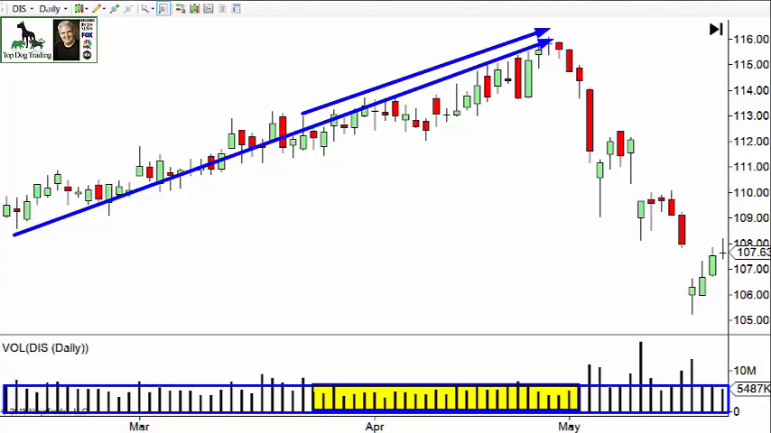Then, when it comes down, now if we were going to continue to buy this as a trend continuation pattern, we'd want to see weakness on the way down in terms of volume, but no, we get strength.